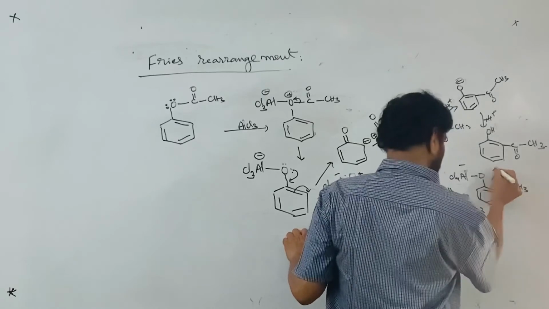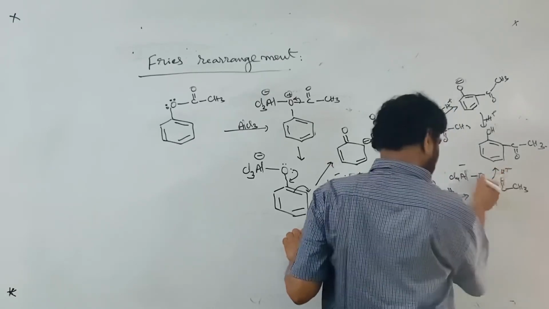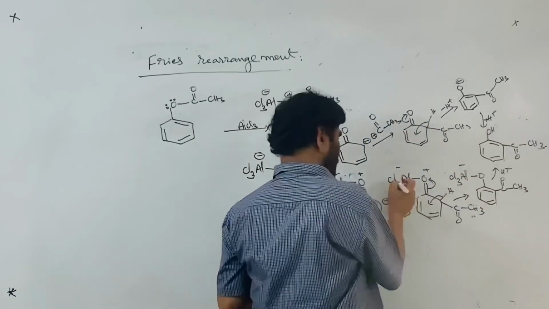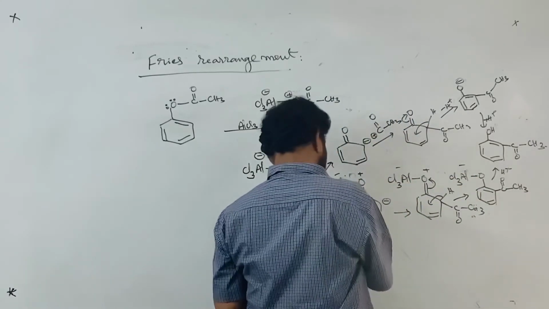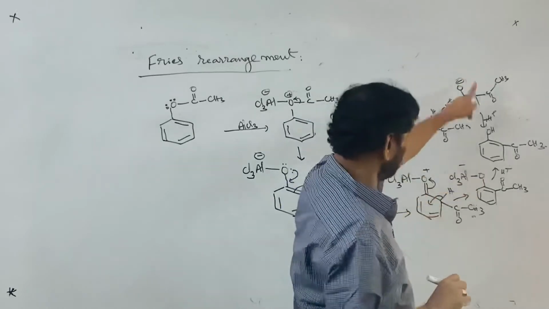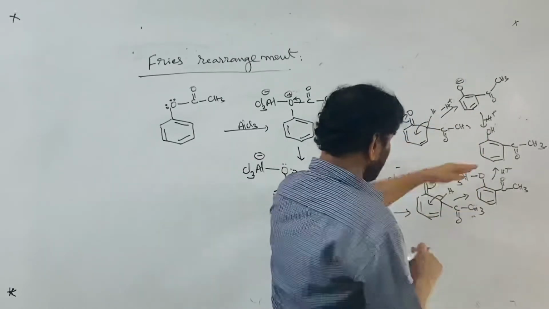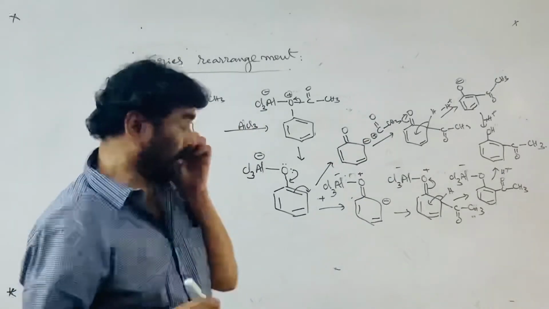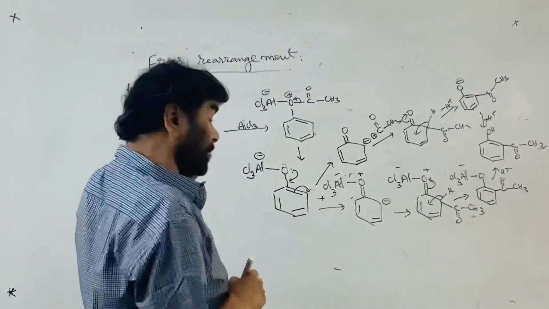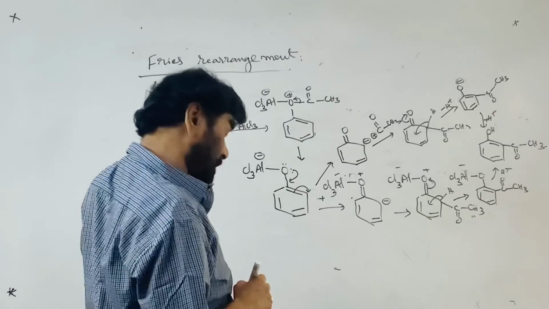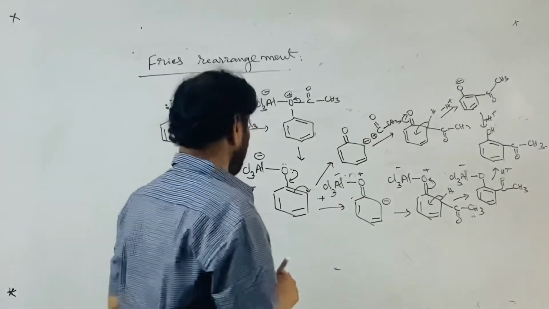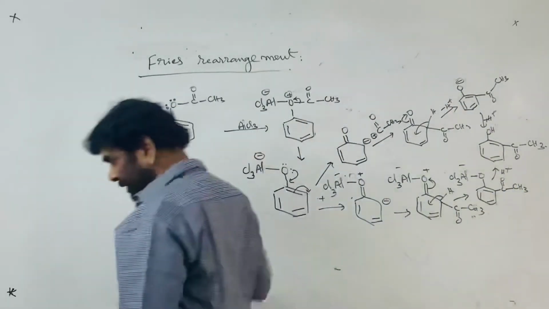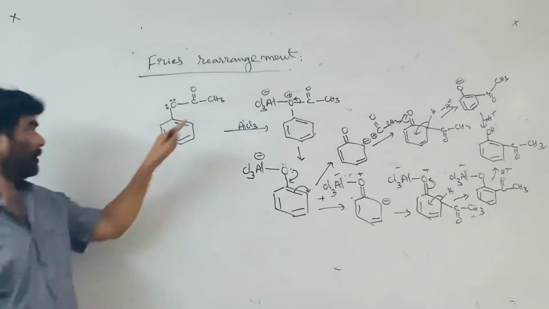Now H plus ion displaces that Cl3. Sorry, Cl3, not Cl4. So AlCl3 is coming out, and H plus ion has more affinity with that oxygen that is coming out. Wow. This is a simple reaction, and electrophilic. See, it can be anything.